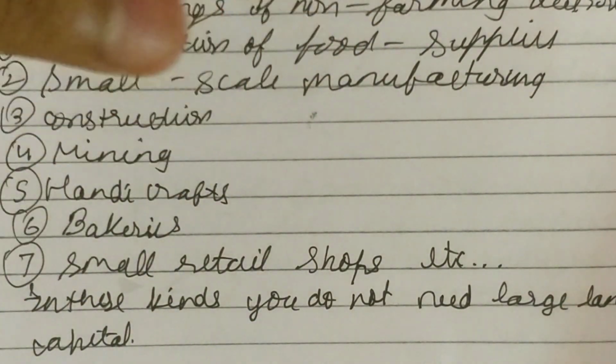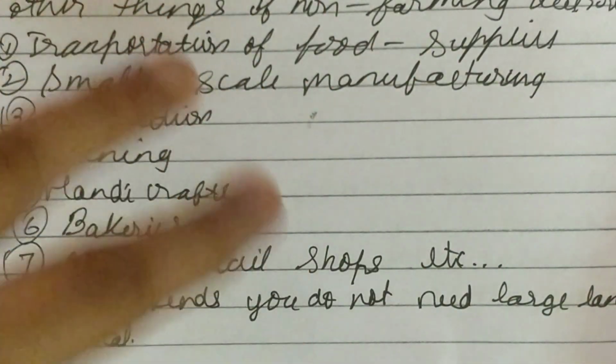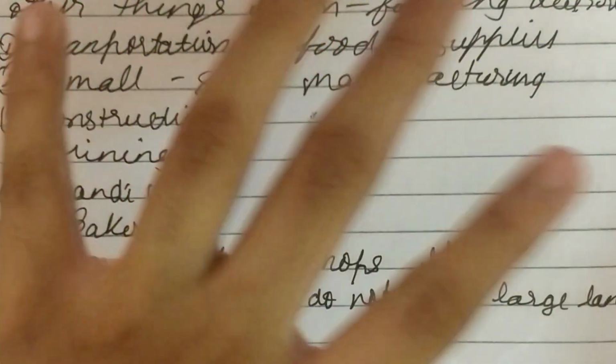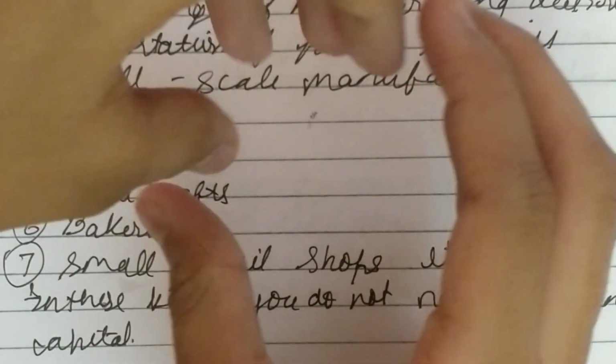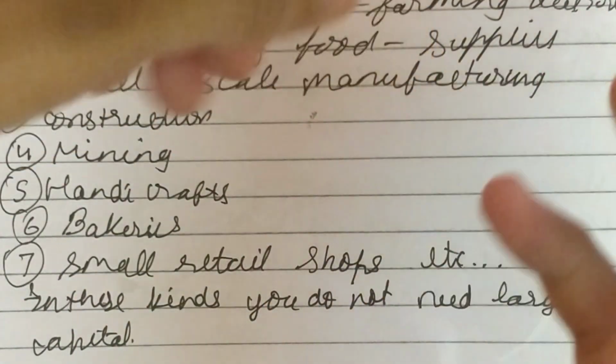It doesn't need a big land or a big capital amount that needs to be invested to make factories or stuff. It's just small scale. Small scale means agro processing. Agro processing means whatever you get from the farms, you cannot use it directly. You have to process it a little bit, then only you can use it, and that will be in the shops, that we buy from the shops.